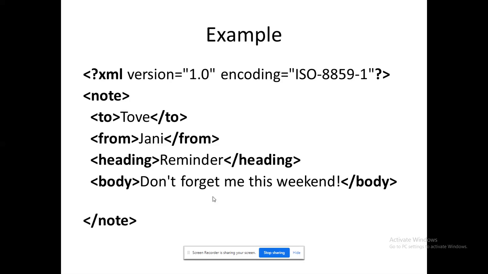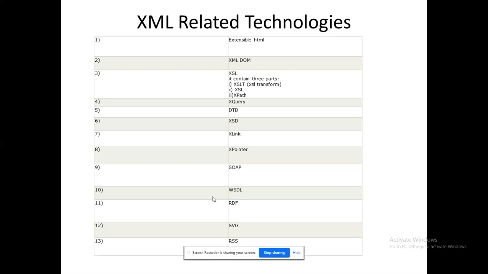The other child tags are two: heading and body. Whatever tag I have opened, I have closed. That makes it a well-formed XML. That is what we want to comment on.